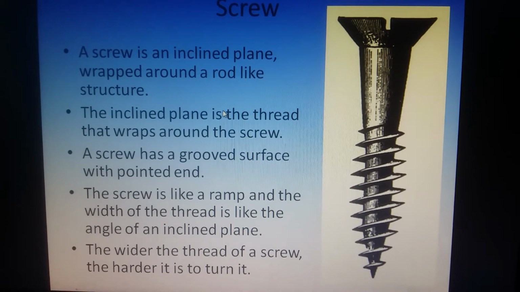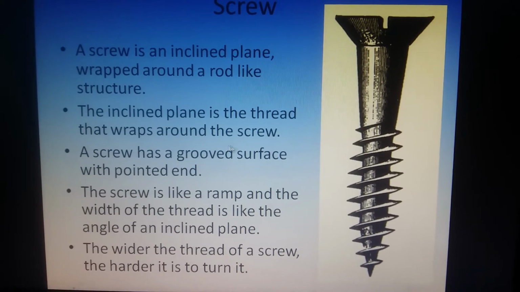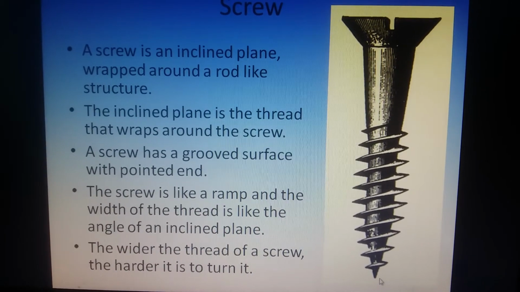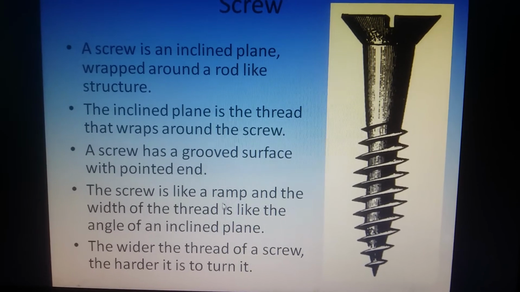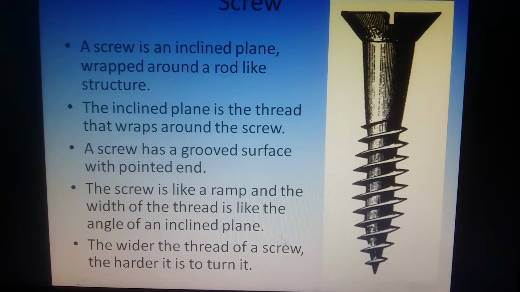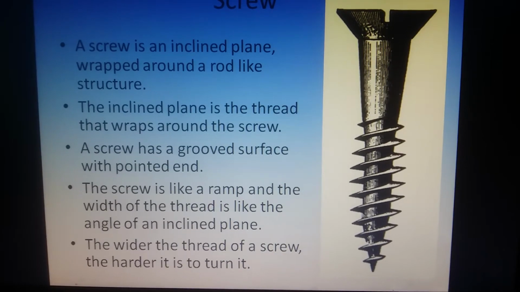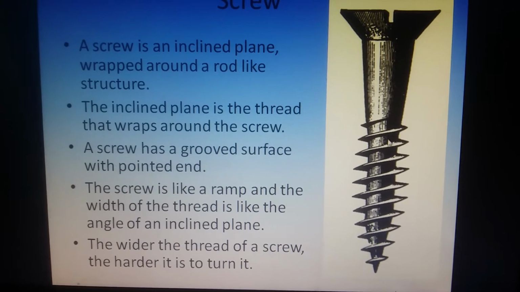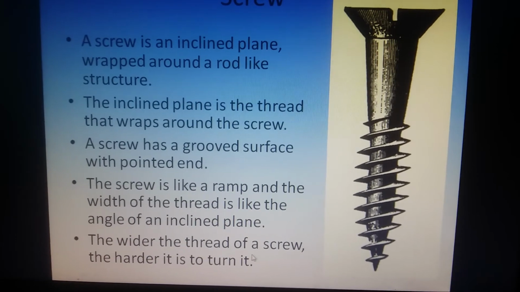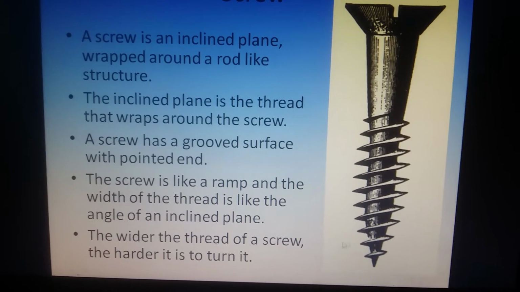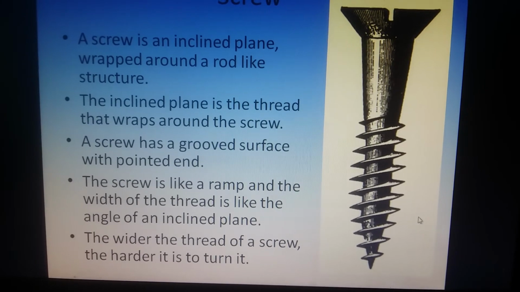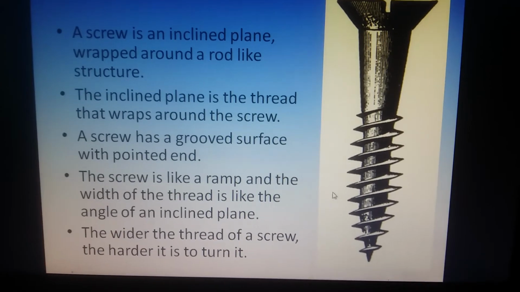The inclined plane is the thread that wraps around the screw. The screw has a grooved surface with a pointed end. The screw is like a ramp, and the width of the thread is like the angle of an inclined plane. The ramp is inclined on a plane at an angle, it is slanted. The wider the thread of a screw, the harder it is to turn it. The wider this distance is, the harder it would be to turn it.